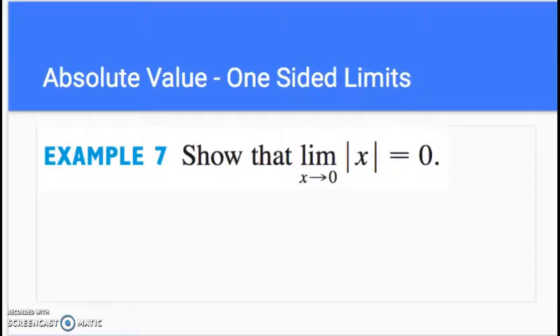Example 7, show that the limit as x approaches 0 of absolute value x equals 0. You can do this several ways. I'm going to go ahead and look at it by definition, look at it graphically, and look at it using a table. So let's do that now.